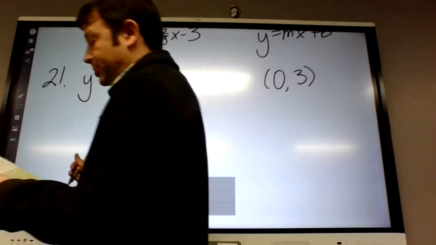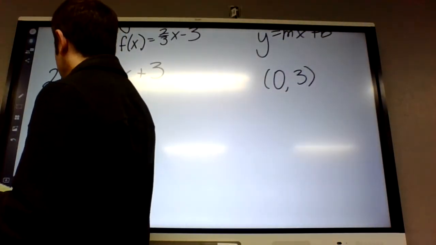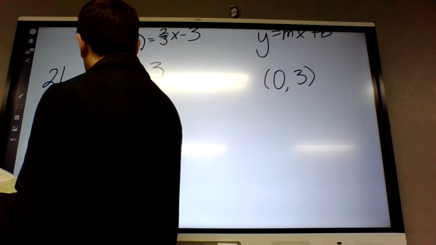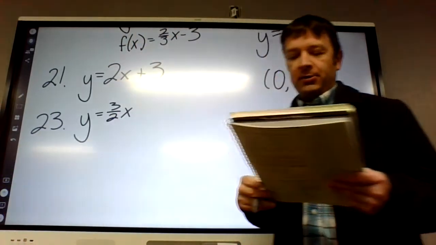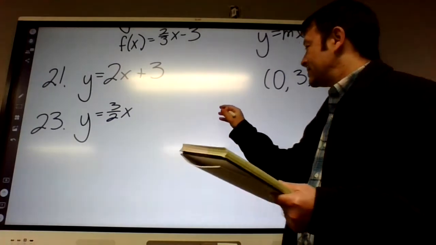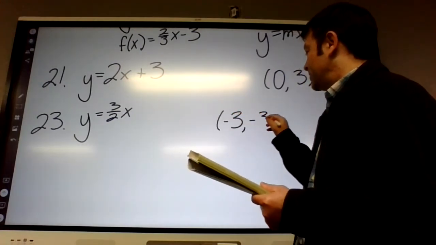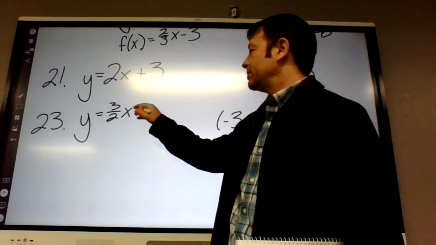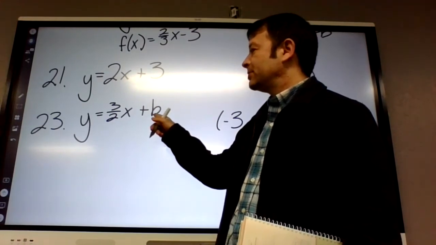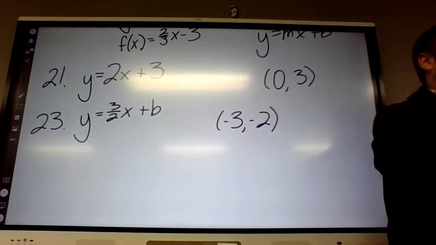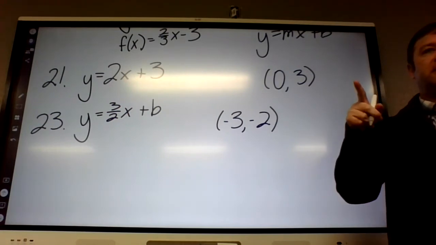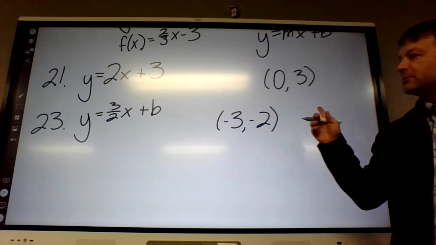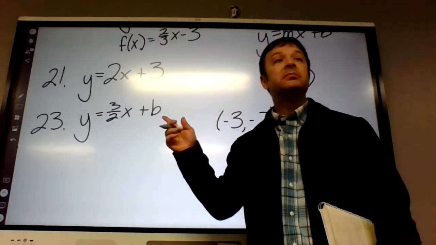Okay, but on 23 we got a little bit of a problem. So they do tell us the slope is 3/2. But they don't tell us the y-intercept. All they tell us is that the line's supposed to go through -2. So how do I find the y-intercept? Do you may remember? Do a graph. You could, but it would take too long.